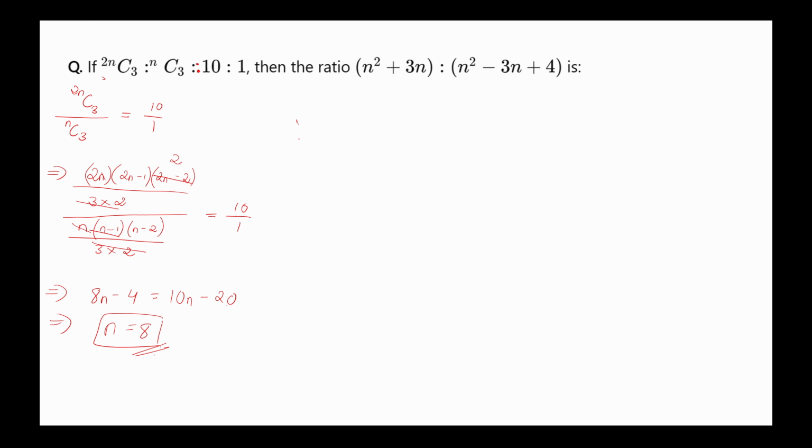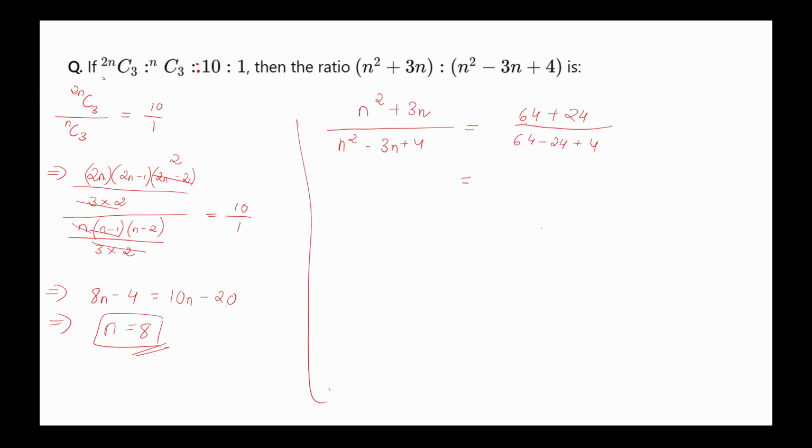So this is the value of n that we've gotten. Now let us simply find out this value. We have to find out n square plus 3n divided by n square minus 3n plus 8 in this equation. What are we going to get? 8 square becomes 64 plus 8 3s are 24, divided by 64 minus 24 plus 8.